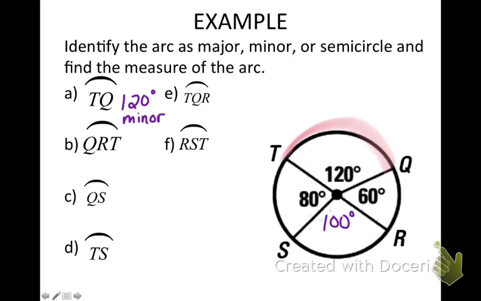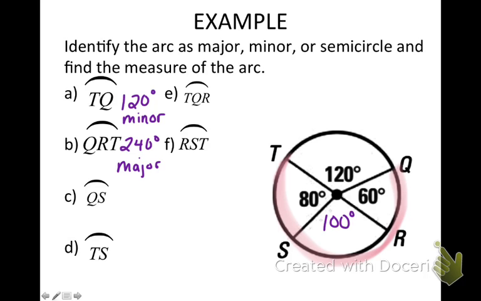All right, so now let's do part B. QRT, so starting at Q, going through R, ending at T. So we could either take 60 plus 80 plus 100, or 360 minus the 120, which both get me to what answer? Yeah, so this would be 240 degrees. Major, minor, or semi? Major, good.